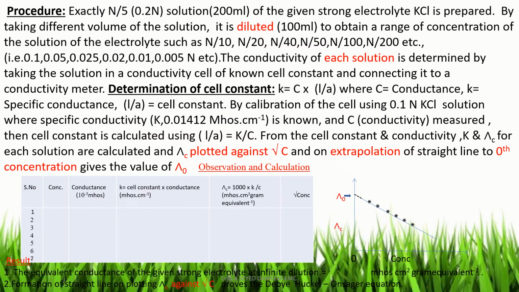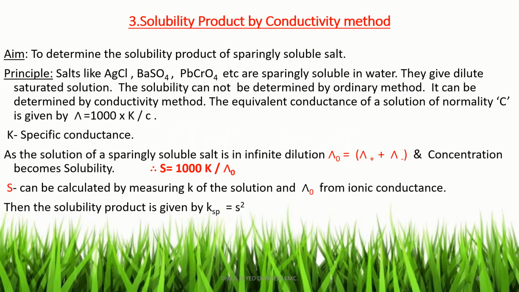That's all. That's the third experiment, solubility product by conductivity method. The aim of the experiment is to determine the solubility product of a sparingly soluble salt by conductivity method. And the principle of the experiment: salts like AgCl, barium sulfate, lead chromate, etc. are sparingly soluble in water.